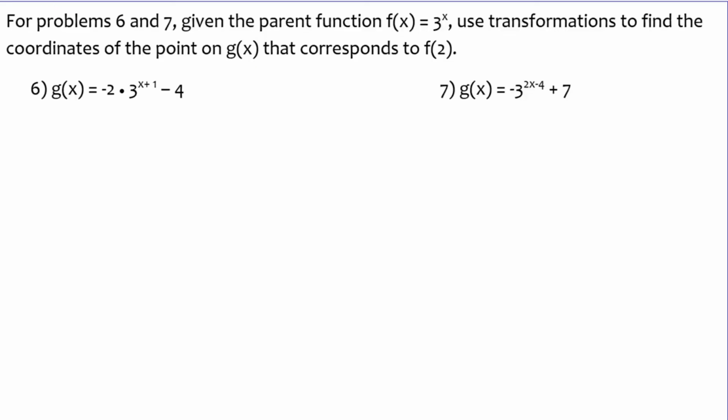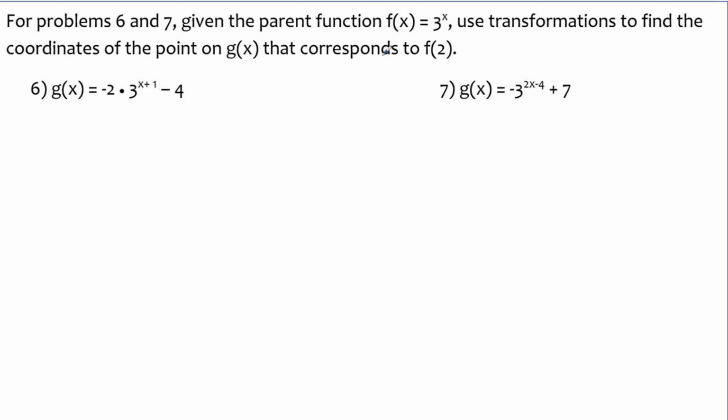Okay, problem number 6 and 7 say, if we have some parent function, in this case they're giving us 3 to the x, they want to know, if I have some point on 3 to the x, and then I use this new function here, negative 2, which has a bunch of other stuff going on, where does a specific point from 3 to the x end up after all the transformations?